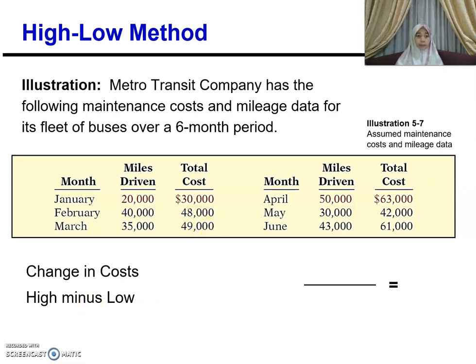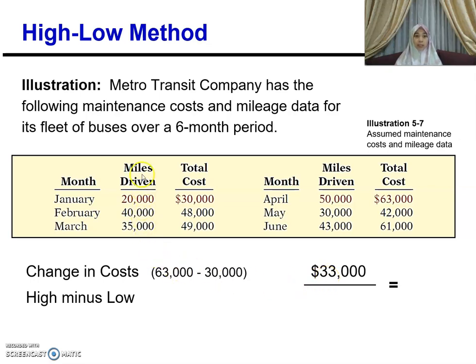Okay. So you identify the changes in cost. Which one is the highest? You look at the total cost column. So you look at the total cost column, which one is the highest? So you identify this one, the 63,000 ringgit. So the 63,000 is the highest. What is the lowest? So the lowest is 30,000. So you identify the change in cost. That means the high minus low. So high is 63 minus 30. So you will have 63 minus 30 gives you 33,000. So that 33,000 is the changes in cost.